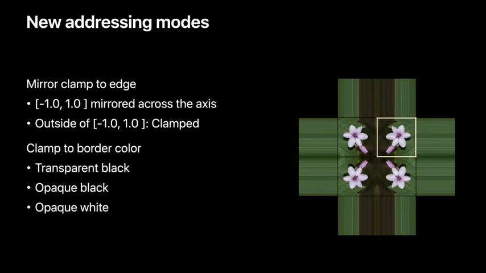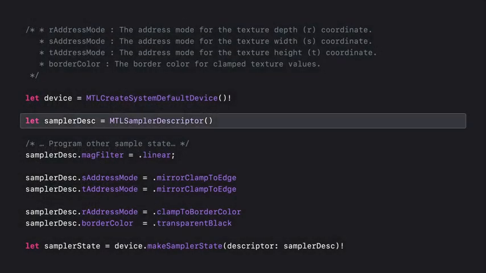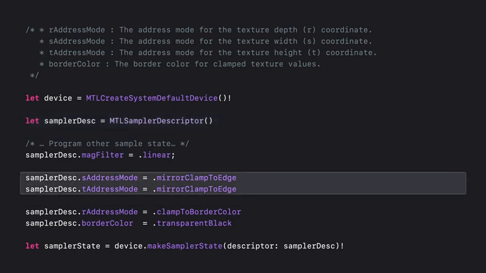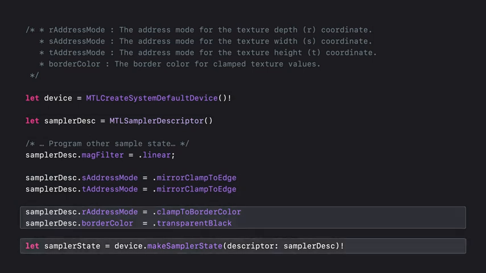We've also added border color clamp mode, where you can choose one of the presets between transparent black and opaque white. The usage is fairly simple. First, you need to create a sampler descriptor object. Then, you can specify the clamp modes for depth, width, and height coordinates independently by setting the address modes. If you're using clamp to border color, you can set one of the presets supported in Metal. After this, you can create the sampler state object with the sampler descriptor.